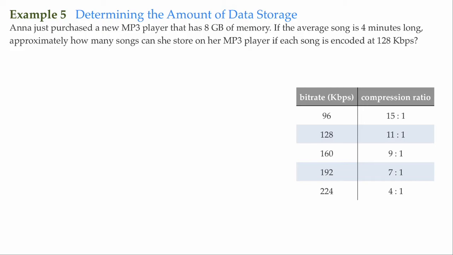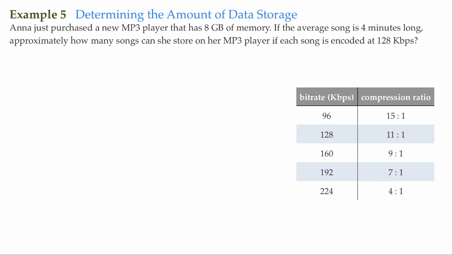So in this example, we are going to be determining the amount of data storage. This problem says, Anna just purchased a new MP3 player that has 8 gigabytes of memory. Obviously, GB stands for gigabytes. If the average song is 4 minutes long, approximately how many songs can she store on her MP3 player if each song is encoded at 128 kilobits per second? And we have our compression ratio chart here.